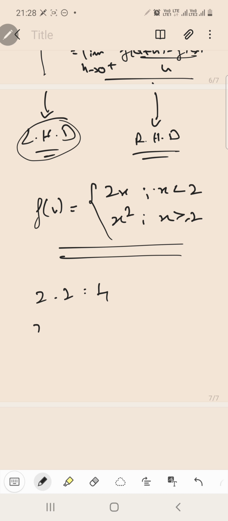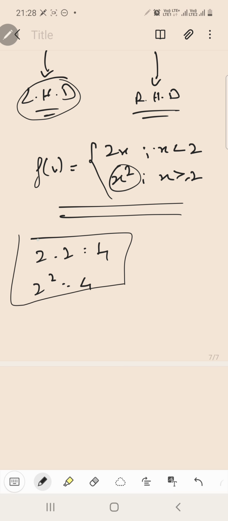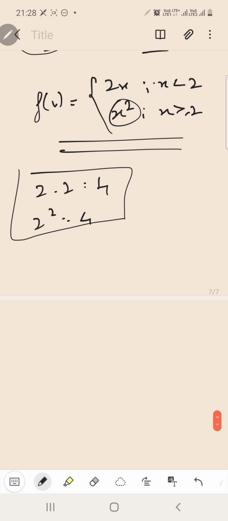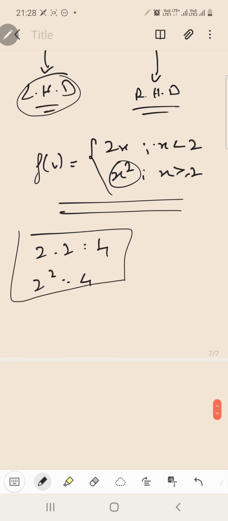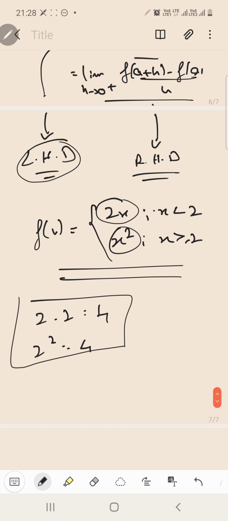Your right hand limit is 2 square, that is 4, and your f of 2 is also 4. So this function is continuous. Now how can you show that this function is differentiable? You need to use the first principle, this formula. This thing is known as the first principle. Then you need to evaluate it using this formula.